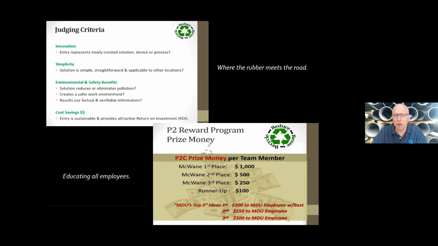First place, everyone on the team gets $1,000. Second place, everyone on the team gets $500. Third place, everyone on the team gets $250, and there are 2 runners up that will get $100 per team member. McWane Ductile Utah, because we have top management support, has offered that the person with the best idea will get $200 for their idea. Second best idea, based on management's judging, that person would get $150, and third place would get $100.